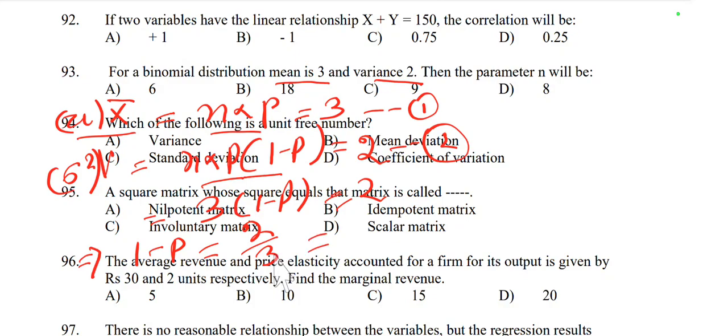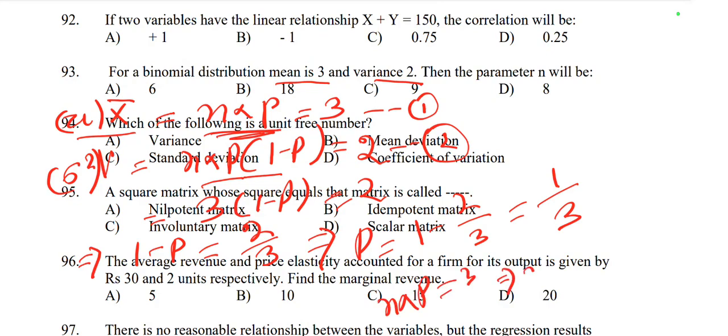This implies p is equal to 1 minus 2 by 3, which is 3 minus 2 by 3, equal to 1 by 3. So the p value is 1 by 3. Now substitute p is equal to 1 by 3 in equation 1, n into p is equal to 3. This implies n into 1 by 3 is equal to 3, so n is equal to 3 into 3.